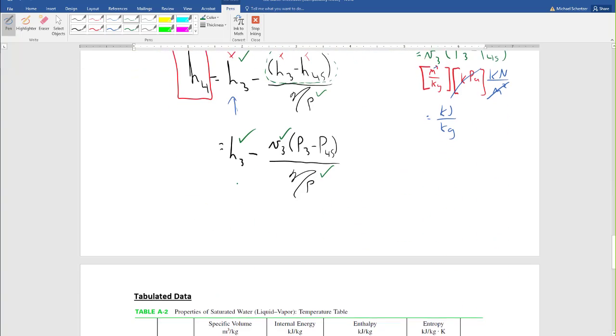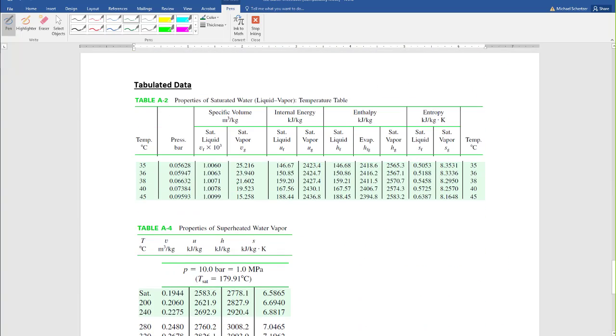So here we're going to go down to this table, right? We know that the temperature here is 45 degrees, right? So here we would get this specific volume here. We remember that we actually have to divide that number by 1,000. It's not 1, it's 1 over 1,000, right? We get Hf over here. And then we get P3 over here.